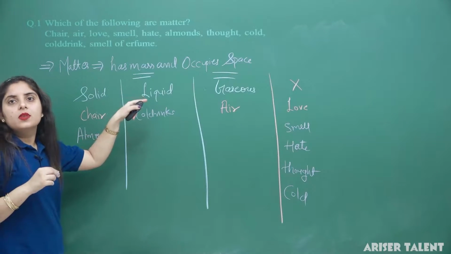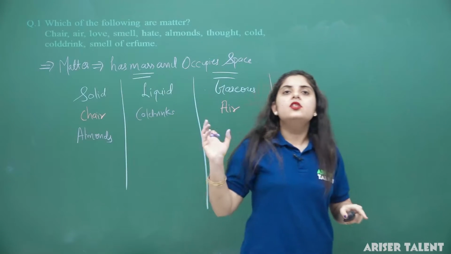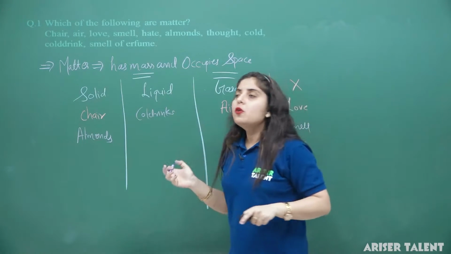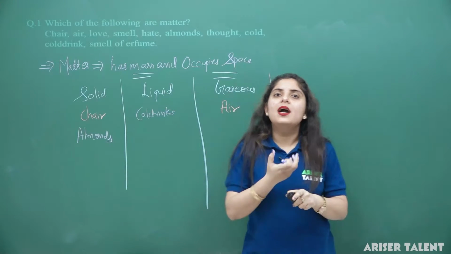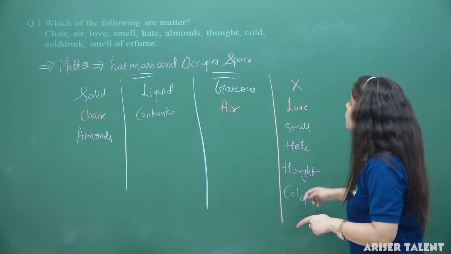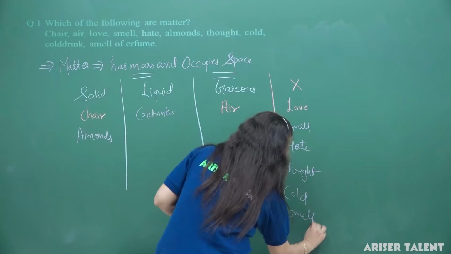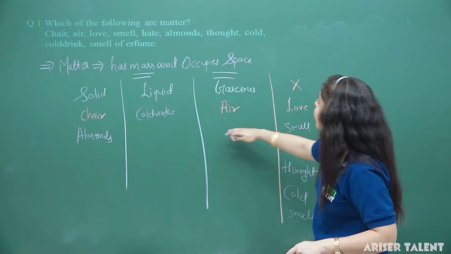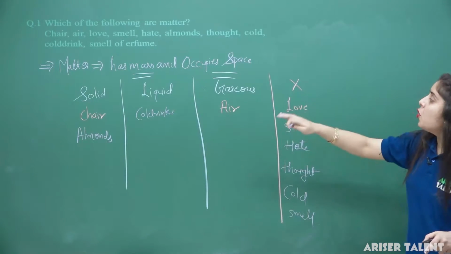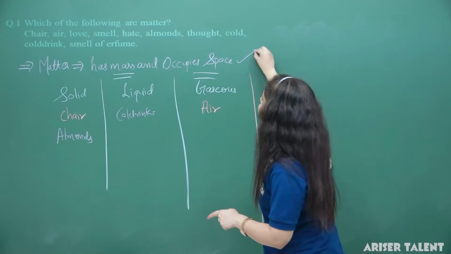Smell of perfume has particles that are dissolved in the air, but smell is a feeling, so we can't consider it in the category of matter. Smell is again non-matter. So this is the correct classification of solid, liquid and gaseous matter. Matter is something that has mass and occupies space.